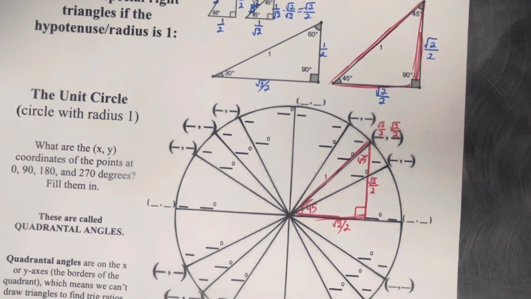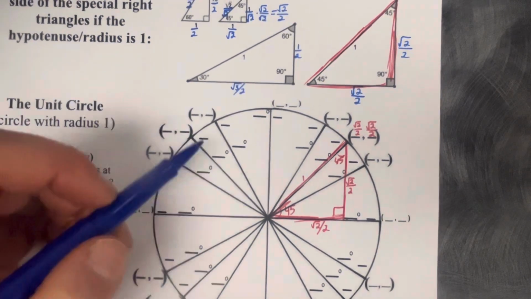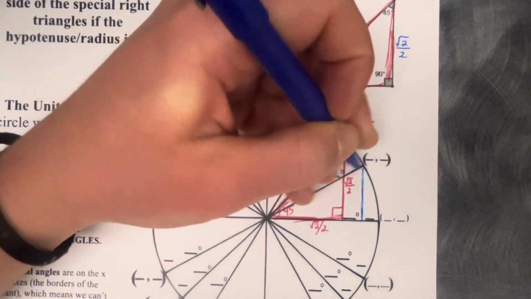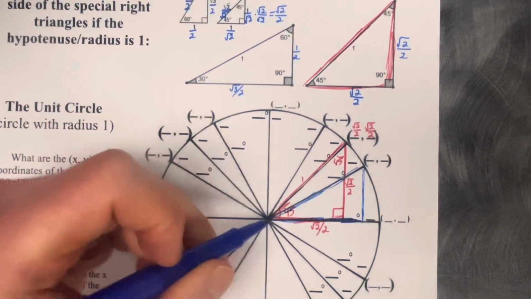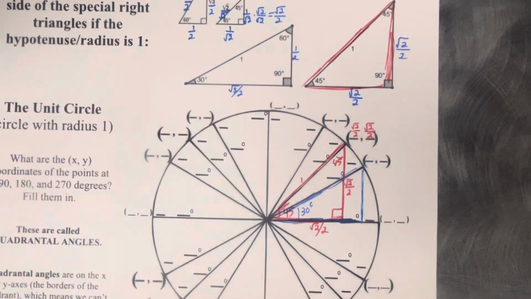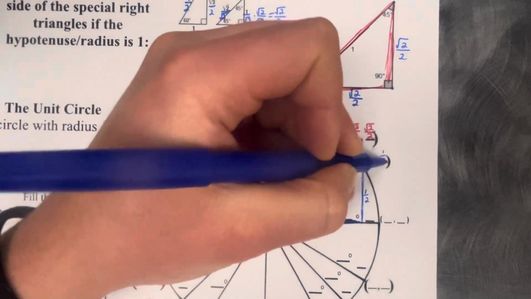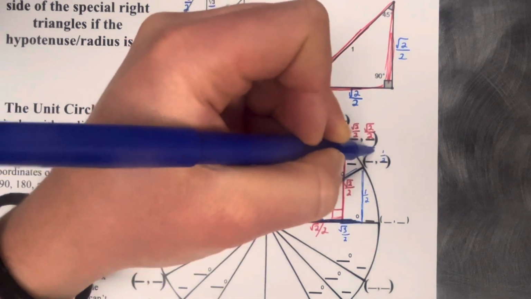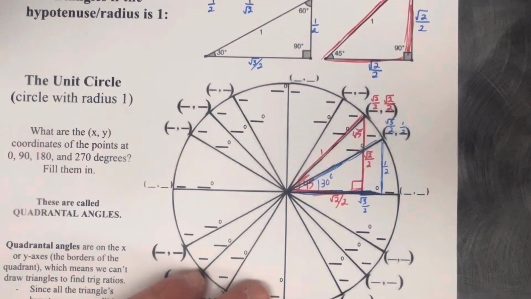Next, let's put our 30, 60, 90 in here. So we'll use this version of our 30, 60, 90, the one that has the longer side flat. We're going to draw in that triangle right here. Our reference angle is 30 degrees, and our y value is 1/2, and our x value is root 3 over 2. So it turns out that we can find all the values on the unit circle using these special right triangles.